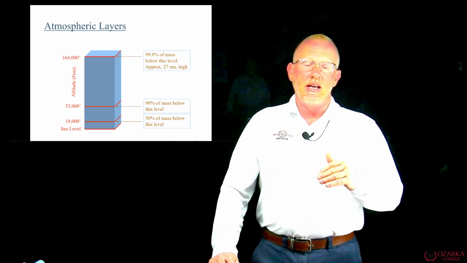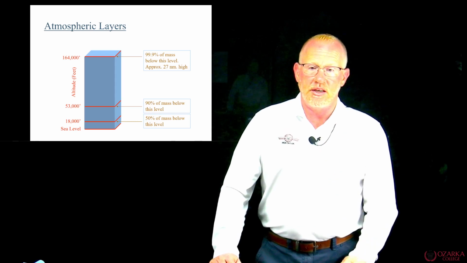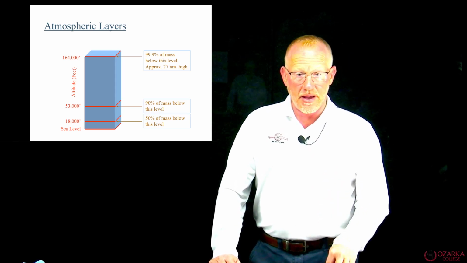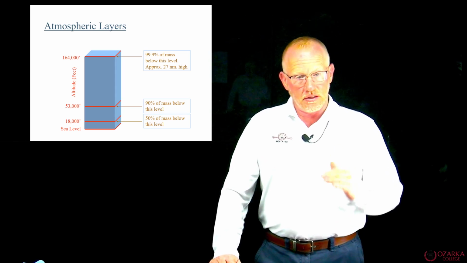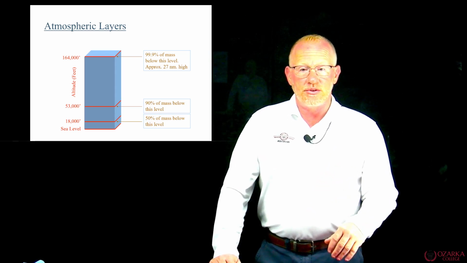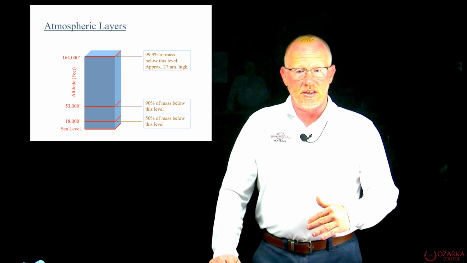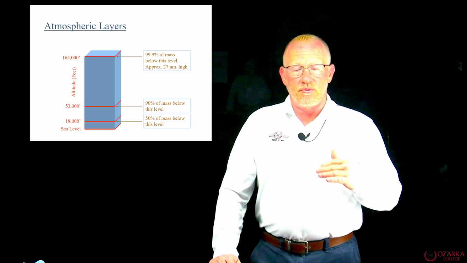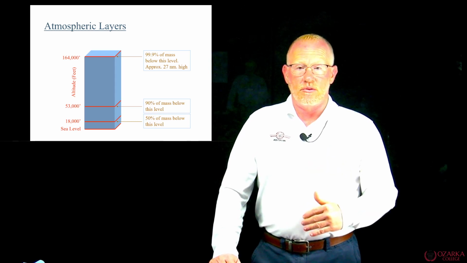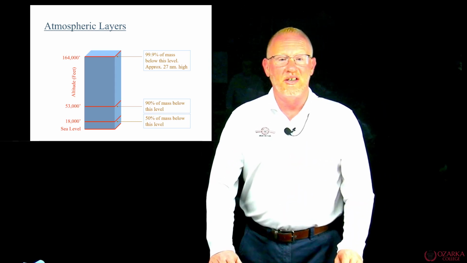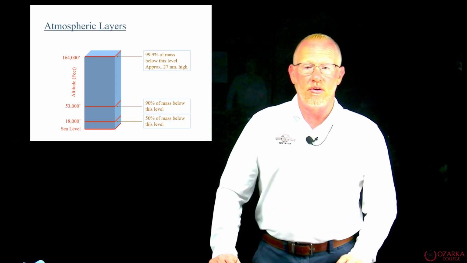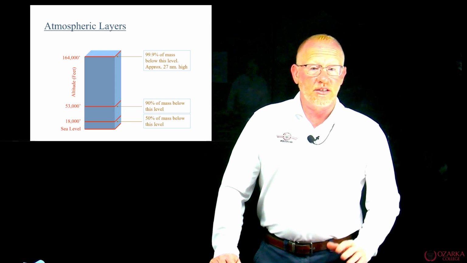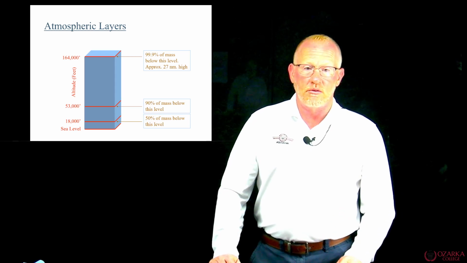Now from 18,000 feet up to 53,000 feet, the mass of our atmosphere brings us to 90% in this level. So 90% of our atmosphere is between sea level and 53,000 feet. Now, if you take from 53,000 feet down to sea level, you're going to find 99.9% of the mass of our atmosphere is in this range. And that's approximately 27 nautical miles high.